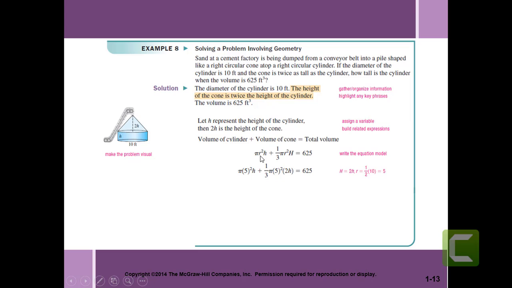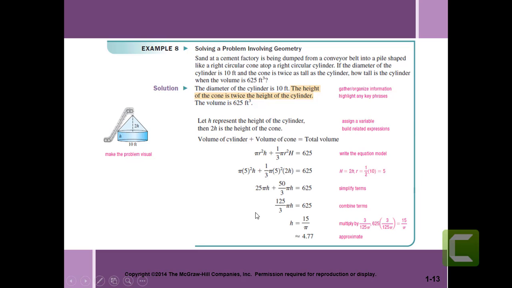Well, do we know what r is? R is the radius, right? The radius of a circle, right? So r is half the diameter. And we know what the diameter is. It's 10. So that means the radius is half of that, which is 5. And so now we just plug in and we solve for h.